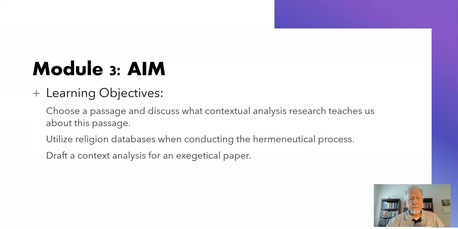In terms of other learning objectives, number 4, to choose a passage and discuss what contextual analysis research teaches us about this passage. And you'll be given a list of passages from which to choose. Number 5, to utilize religion databases when conducting the hermeneutical process. That again brings you to the library. And then number 6, to draft a context analysis for an exegetical paper. So you will take another step in the direction ultimately of your exegetical paper that will be coming up at the end of our class.